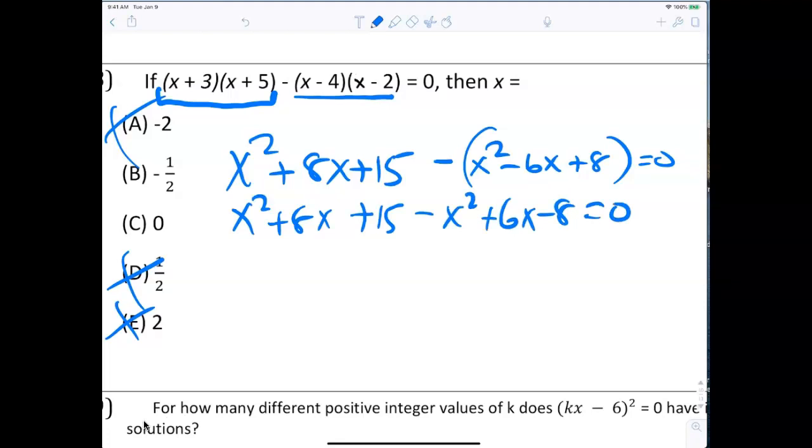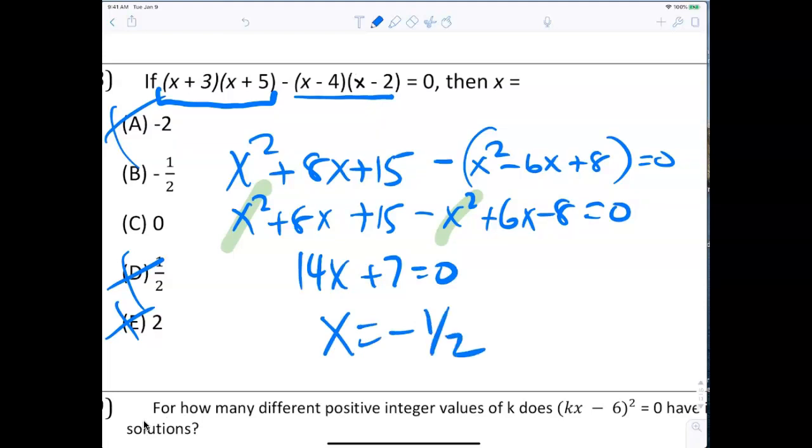So now, what happens to the x squareds? Yes, the x squareds will cancel. So you're left with what? 14x plus 7 equals 0. I know some of you are sitting staring at that going, how do you do that? All right, x equals -1/2. You should be able to look at that and tell me x equals -1/2. Wait, so B was removed. Nothing gets by you. Nothing.